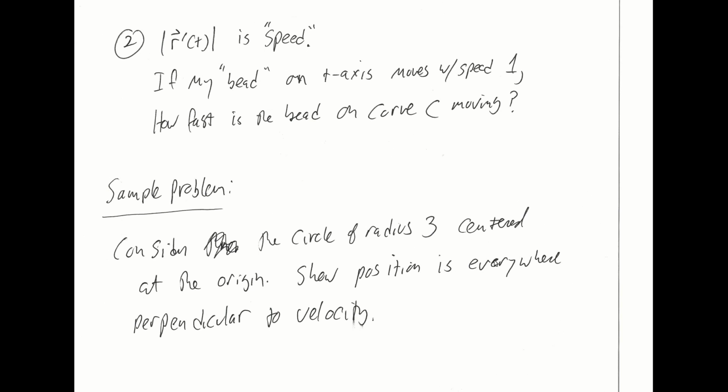Alright, let's have you folks think about a sample problem here. I would like for you to consider the circle of radius 3 centered at the origin. I want you to show me that the position at the points on that circle is everywhere perpendicular to the velocity associated with movement around the circle.